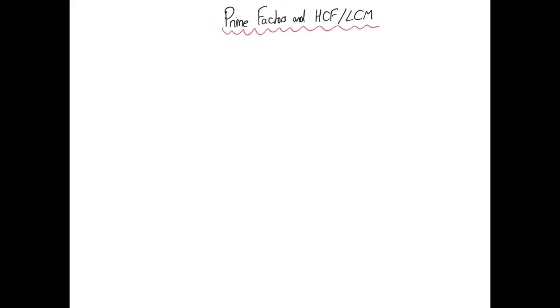Okay, so today we're going to revise looking at prime factors and how we can use those to find highest common factors, HCF, and lowest common multiples, LCM. So we'll start off with two numbers. We'll look at 60, and so we're going to find the highest common factor and lowest common multiple of 60 and 72.